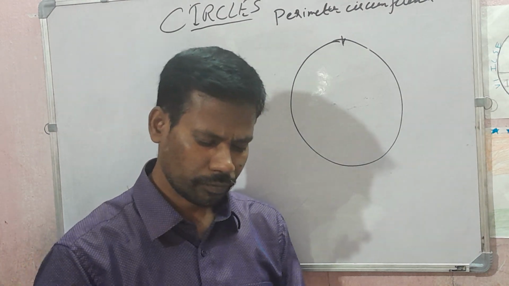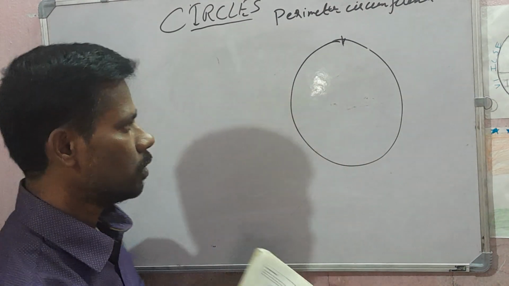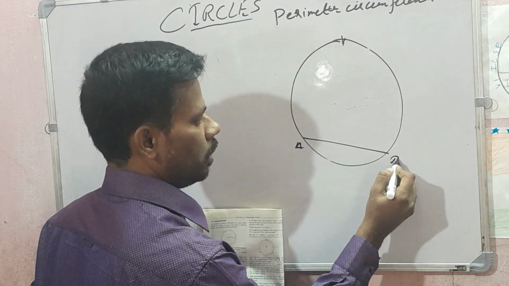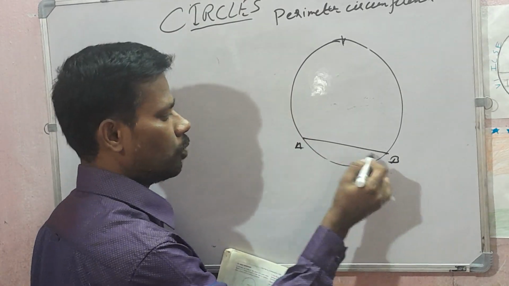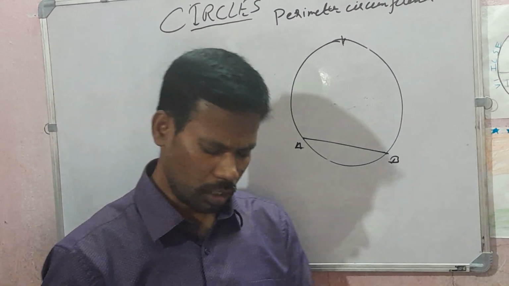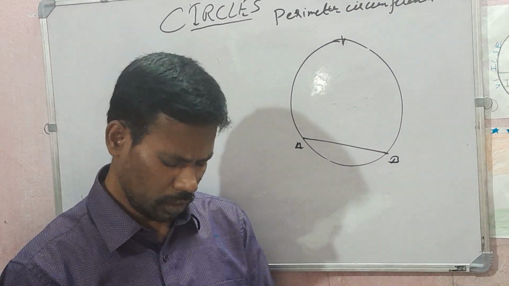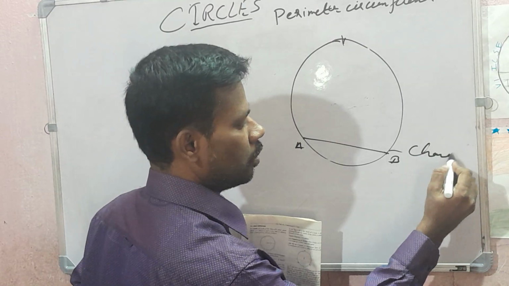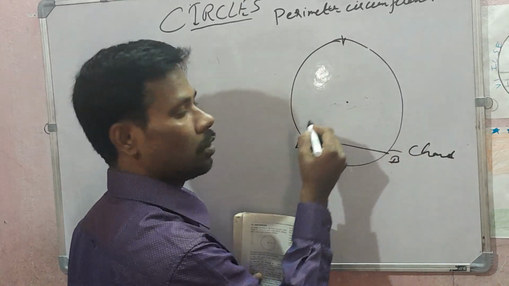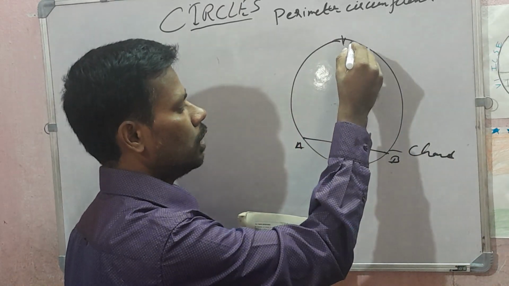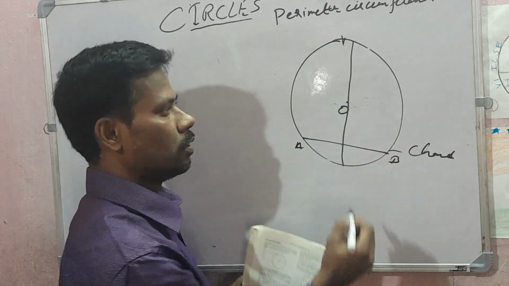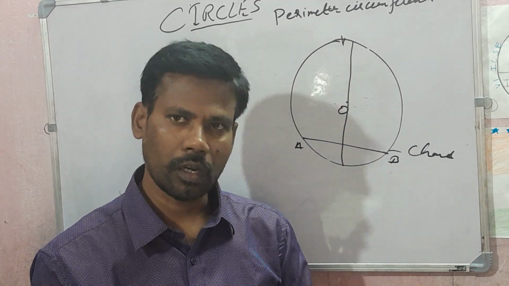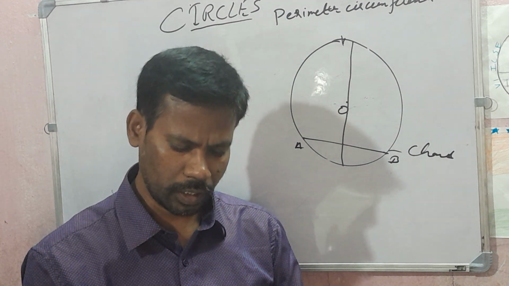Chord of a circle. Chord of a circle means chord AB, a line segment joining any 2 points on the circle, is called a chord of a circle. Very simple. This is a chord. Diameter means passing through the center of the circle. Diameter means a line segment passing through the center of the circle, or the longest chord is called the diameter.